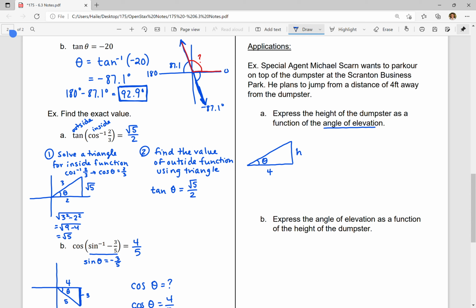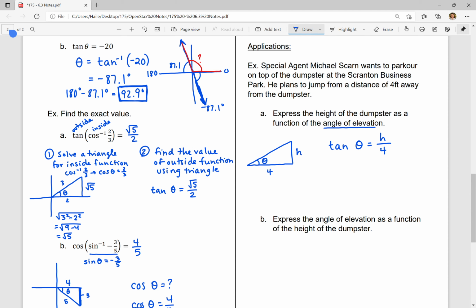So I can actually relate all of this now with a trig function. So 4 is the adjacent side, and the height is the opposite side. So I can use tangent and relate these two values. I can say tangent of theta is equal to h over 4.